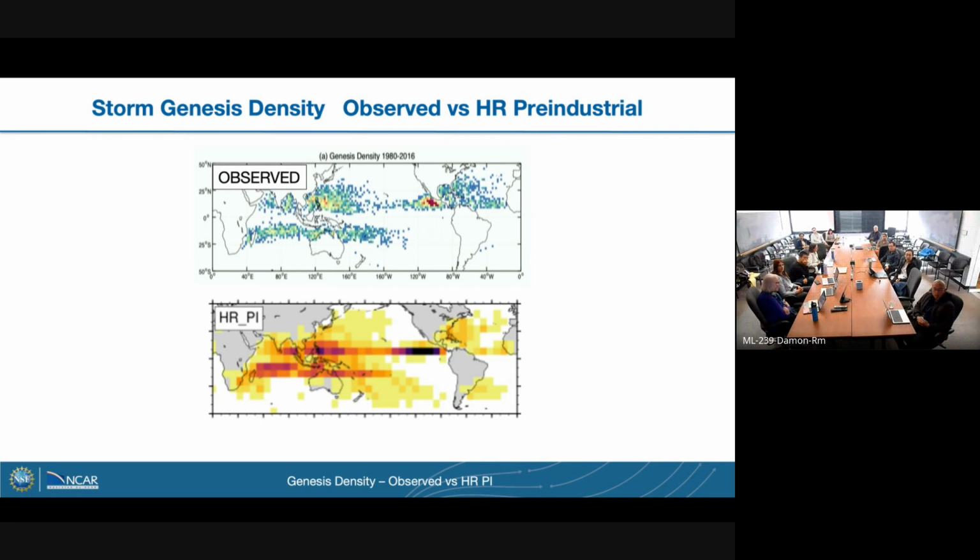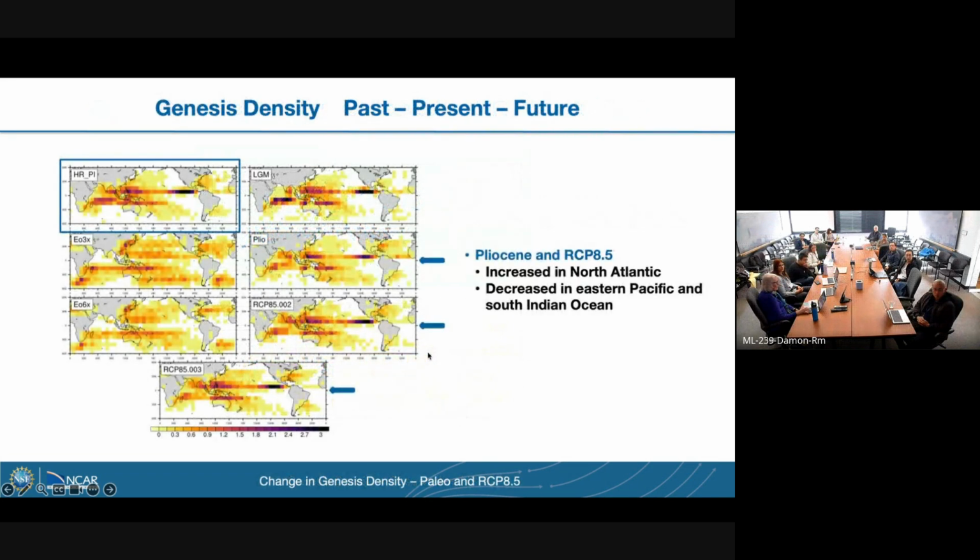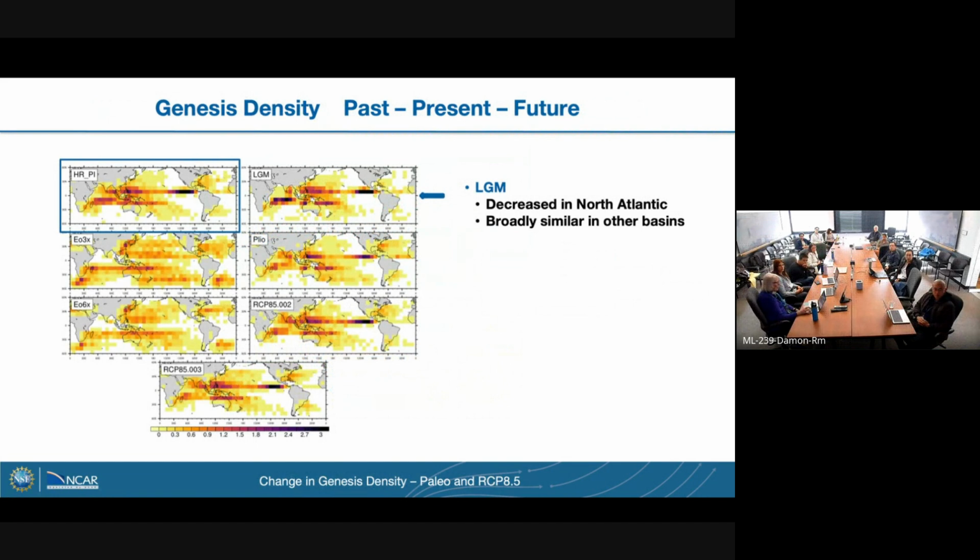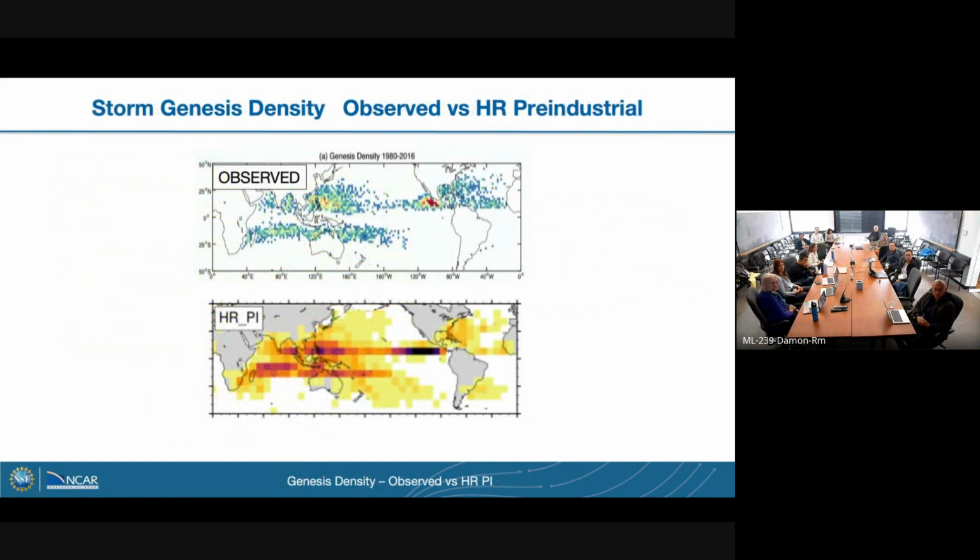And the genesis density is just telling you where the storms were generated. So it's the first entry of an individual storm's time. So you can see here on the top is that, and the bottom is our high-res pre-industrial. You can see the model does pretty well. Maybe I won't point anymore. Does pretty well in the Eastern Pacific. You see the observed shows a large magnitude of genesis there that the model captures, and also in the Western Pacific and into the Indian Ocean in the Northern Hemisphere.